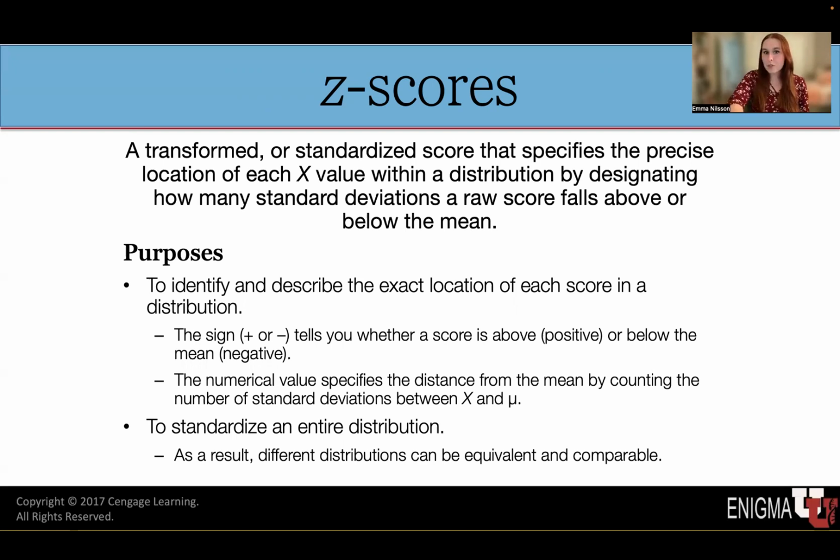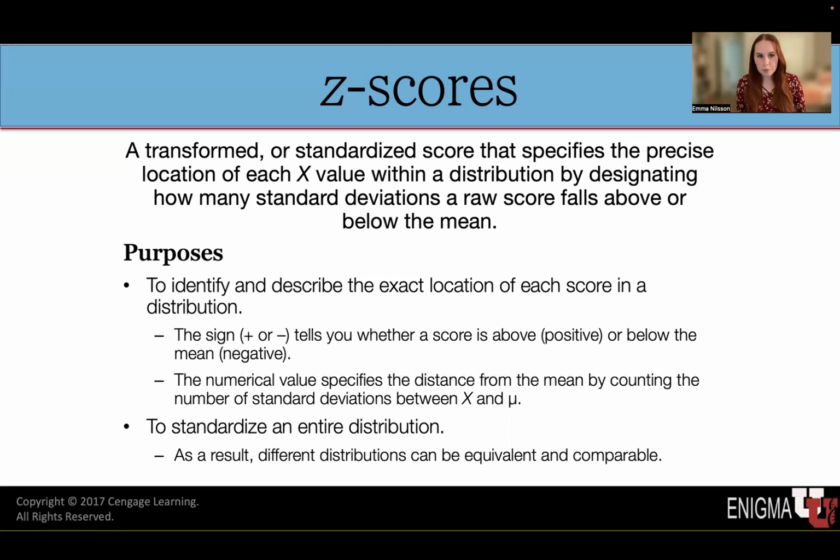The purpose of a z-score is to, as we just established, identify and describe the exact location of each score in a distribution. If they're positive, it tells you that the score is above the mean. If they're negative, it tells you that the score is below the mean. And the numerical value tells us how far away from the mean it is.